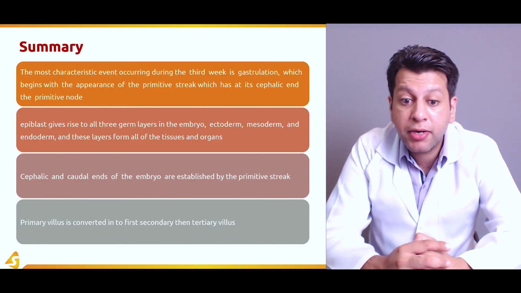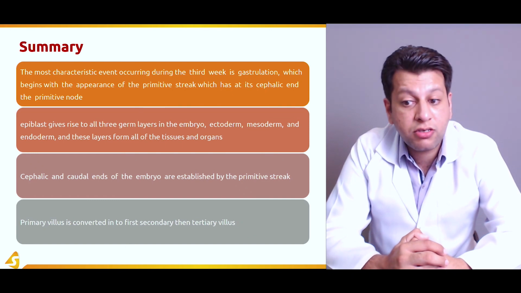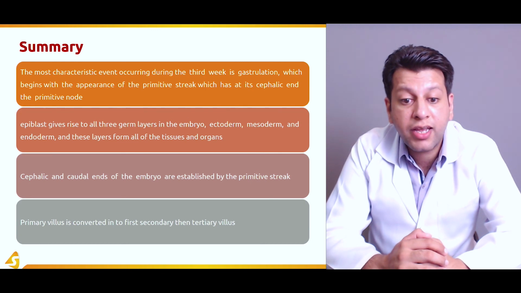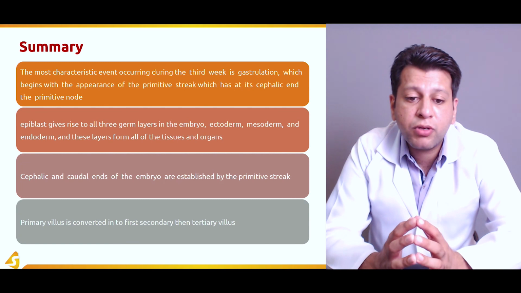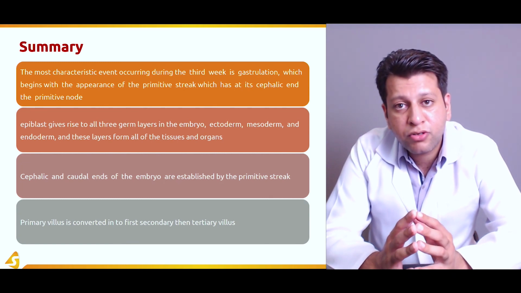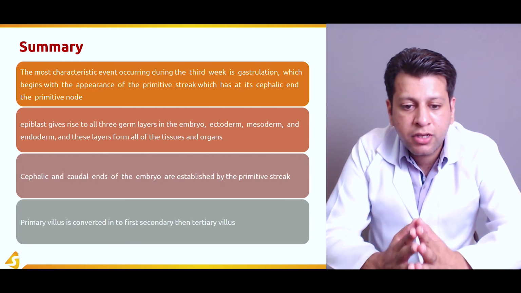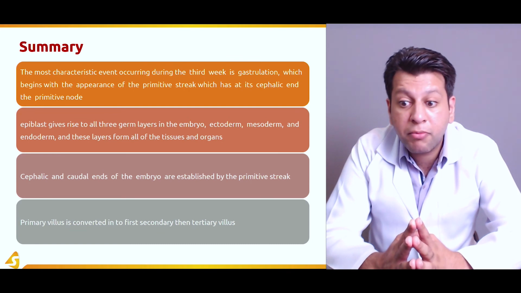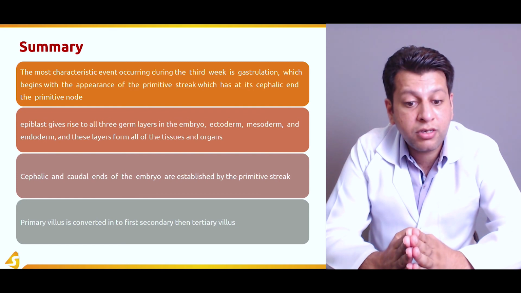So coming to the summary, the most characteristic event during the third week is gastrulation, which begins with the appearance of the primitive streak, with its cephalic end and the primitive node. Gastrulation is the formation of the trilaminar germ disc, where the epiblast cells start to migrate and form ectoderm, mesoderm, and endoderm. Epiblast gives rise to all three germ layers in the embryo, and these layers form all the tissues and organs.